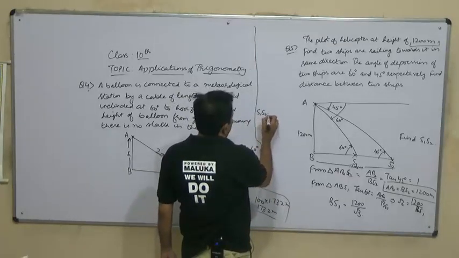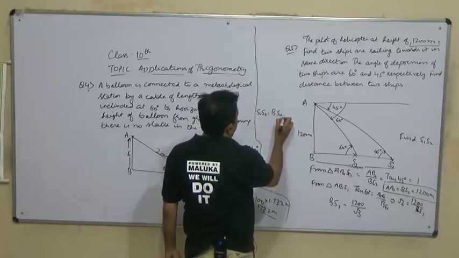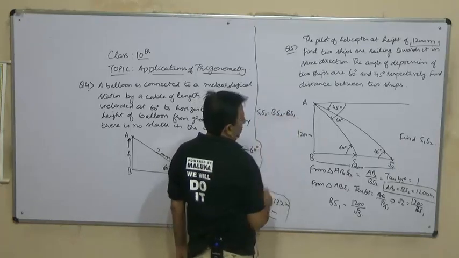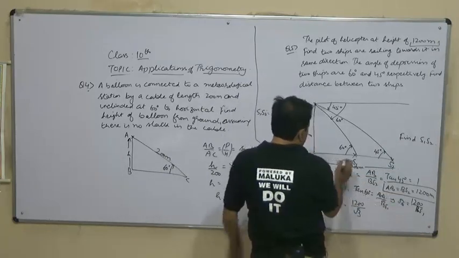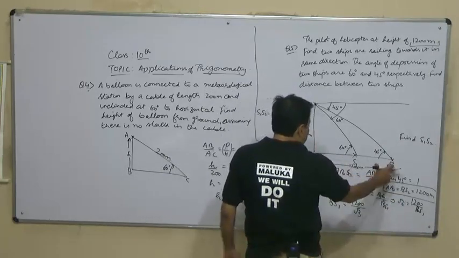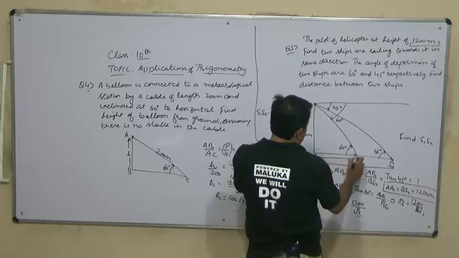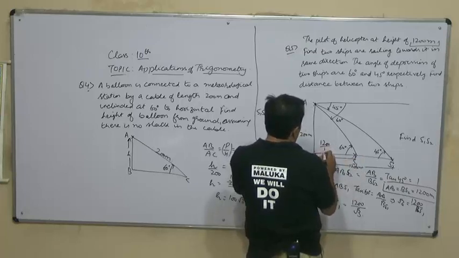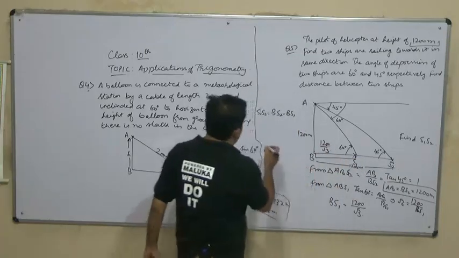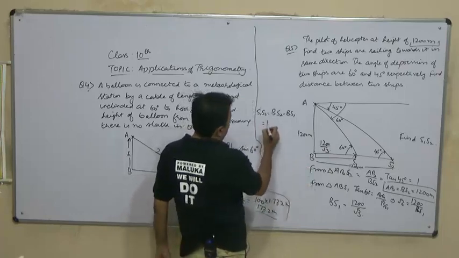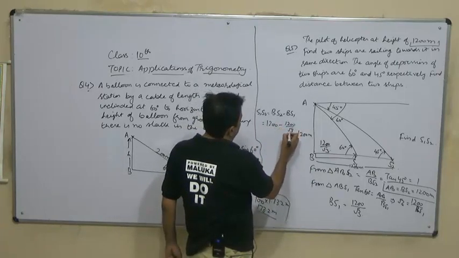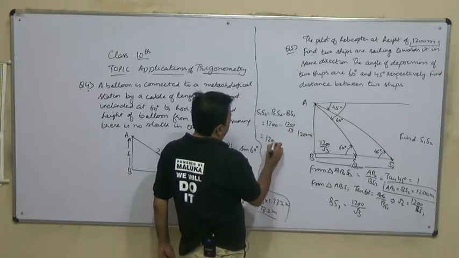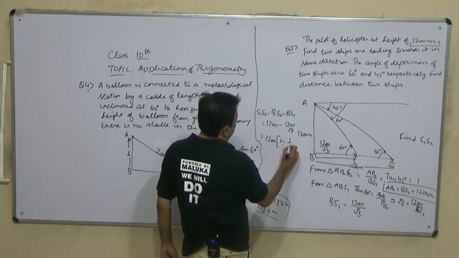S1S2 will be equal to BS2 minus BS1. So this is BS1 and BS2 is this. BS1 is 1200 upon root 3. So S1S2 will be equal to BS2, which is 1200, minus 1200 upon root 3. Take 1200 common from here: 1 minus 1 upon root 3.